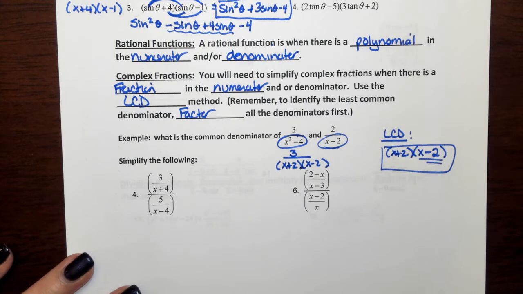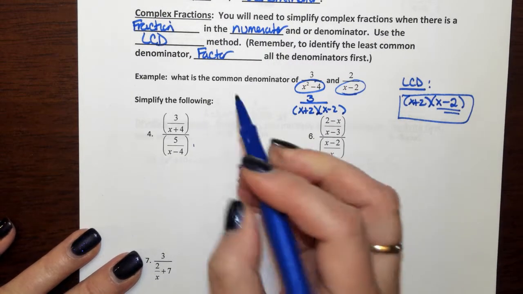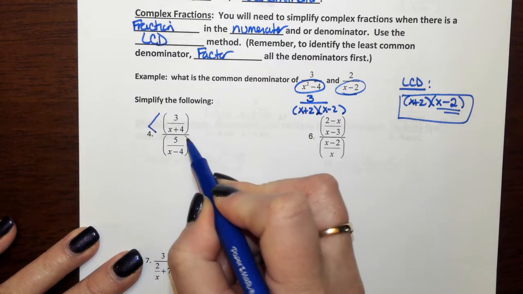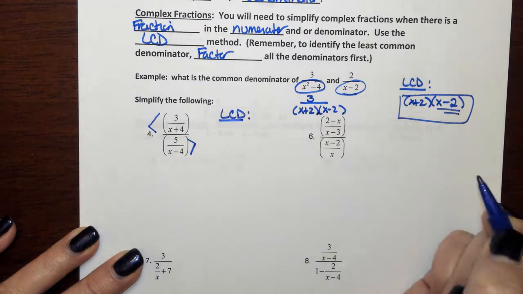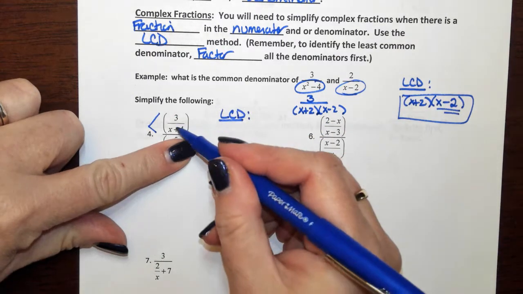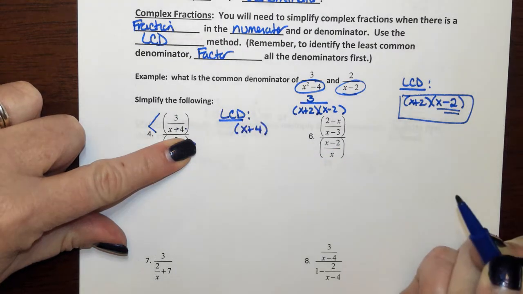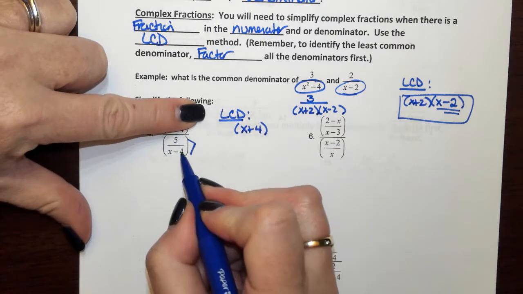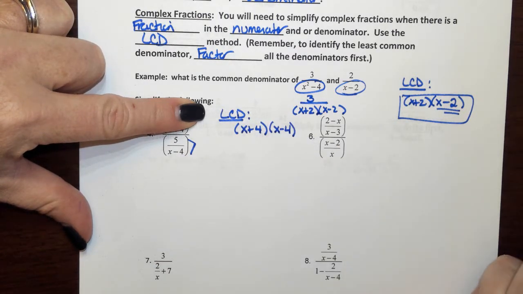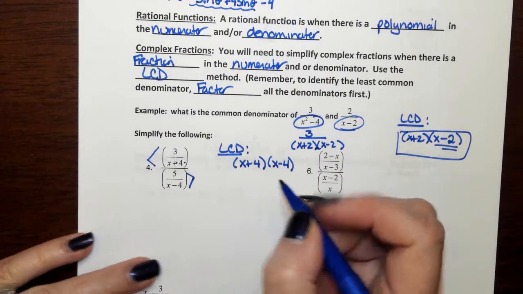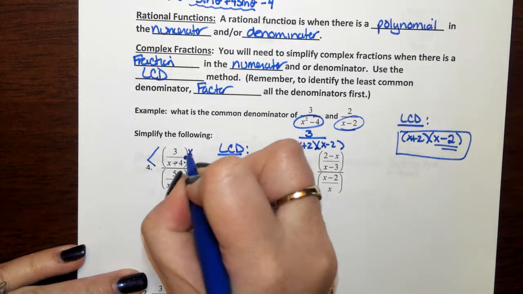So when you look at a complex fraction using the LCD trick, what you want to do is look at the fraction in the numerator and the fraction in the denominator and identify what the least common denominator is going to be. So notice the fraction in the numerator, this denominator is an x plus 4. So x plus 4 has to be in the LCD. When you look at the fraction in the denominator, it is an x minus 4. So x minus 4 also has to be in the LCD. So what you're going to do is multiply each fraction by x plus 4, x minus 4.